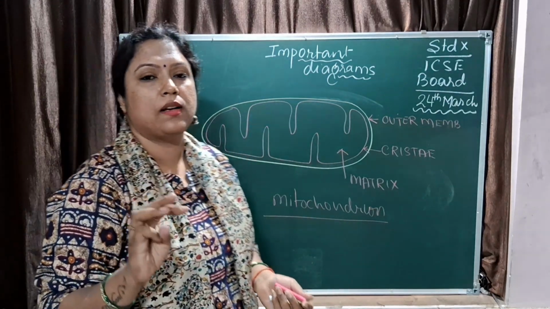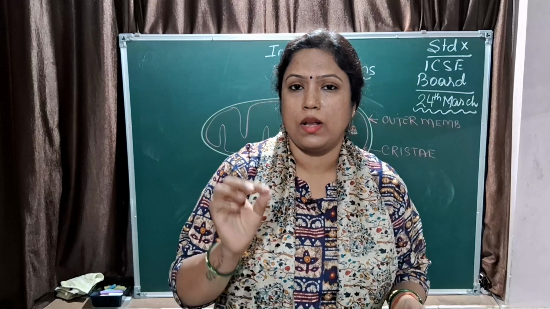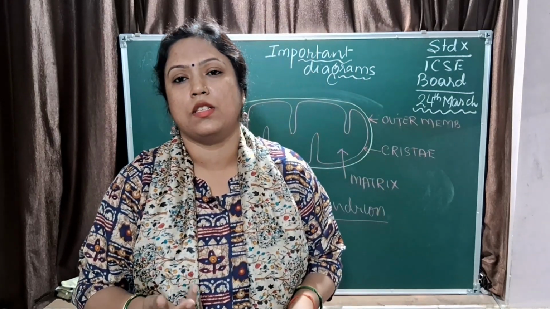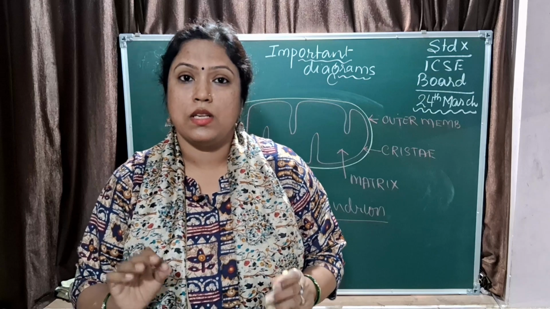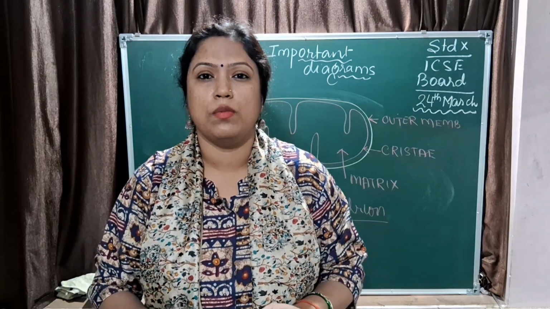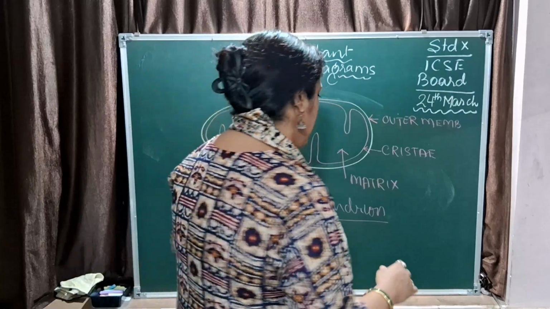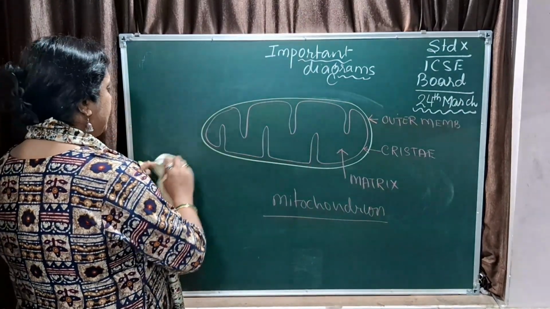Now remember, the diagram comes for generally 3 marks. 1 mark is for your diagram, and the remaining 2 marks is for the correct label. See to it that you have maximum 4 labels in your diagram. That will be beneficial for you. So let us quickly move to the next chapter.